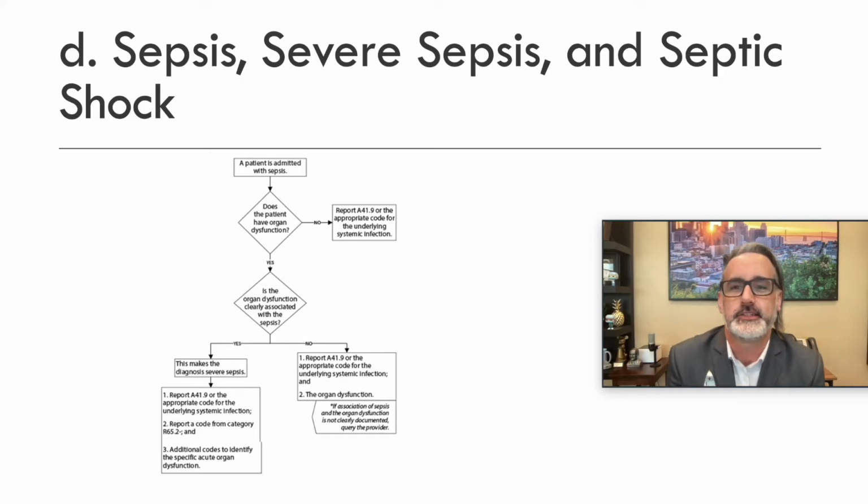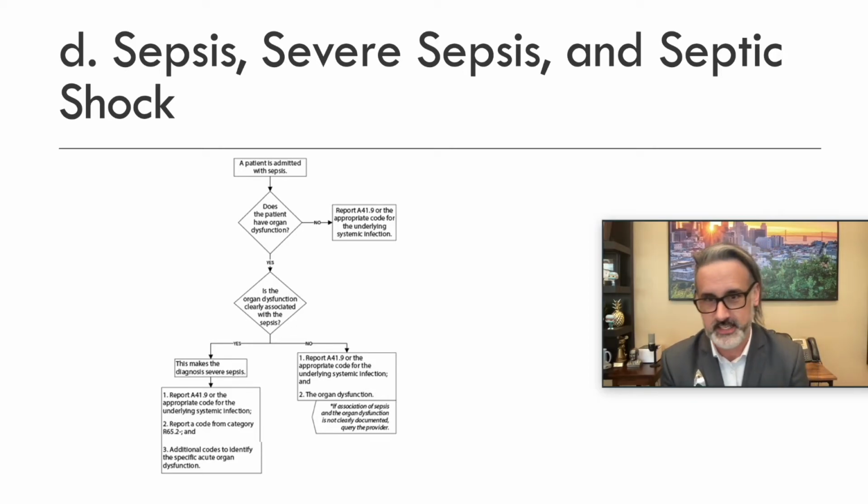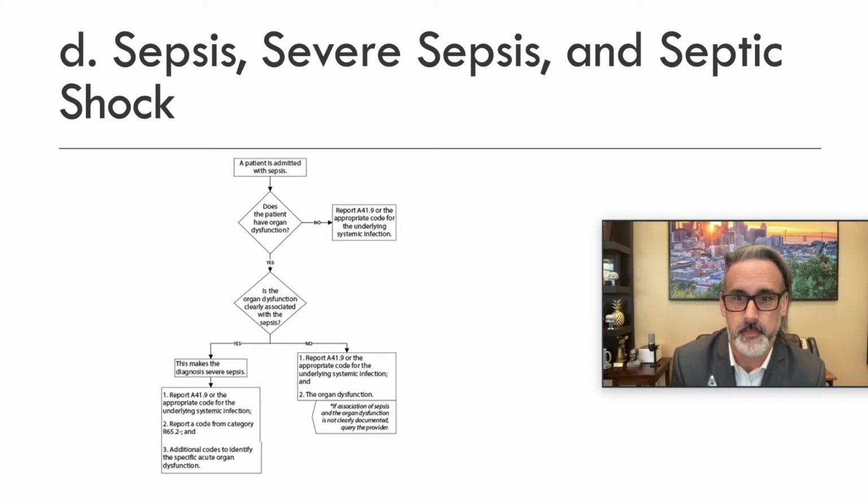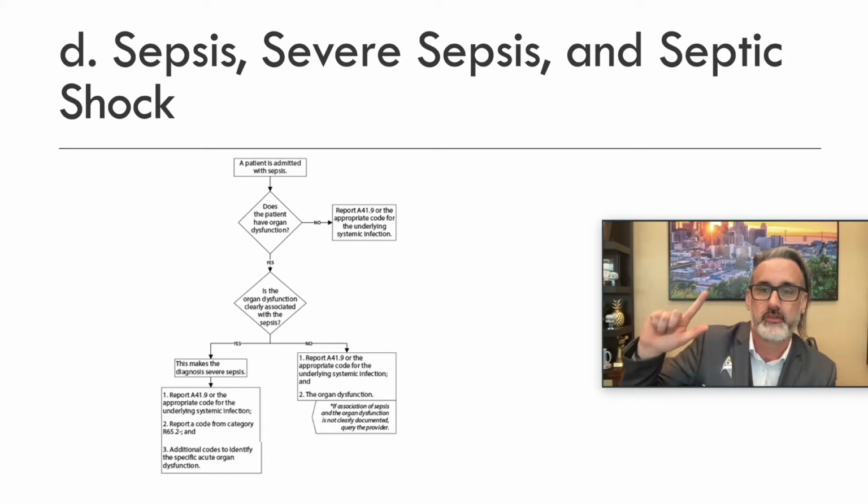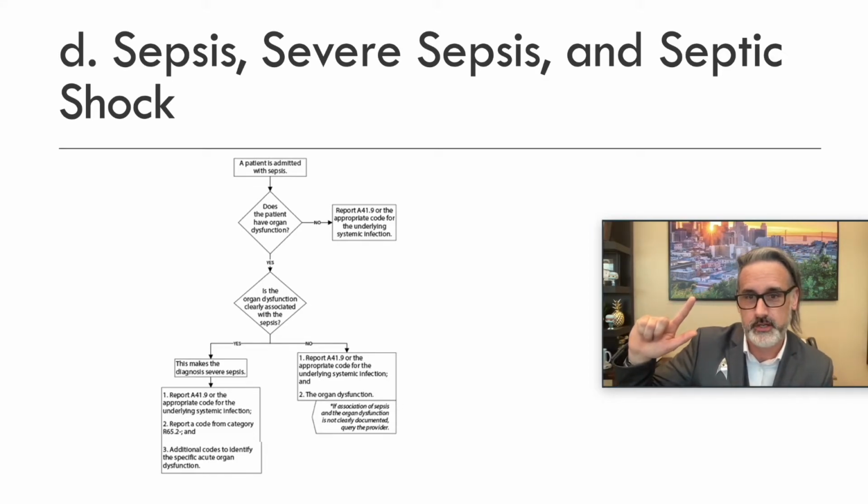Now we have a really cool little guideline chart here to help us out on how we code the sepsis format. Looking at this, first, is the patient admitted with sepsis? Okay, then continue on. Does the patient have organ dysfunction? If not, then report A41.9 or the appropriate code for the underlying systemic infection. If there is organ dysfunction, then is the organ dysfunction clearly associated with the sepsis? If it is, then this makes the diagnosis severe sepsis. We would first report A41.9 or the appropriate code for the underlying systemic infection. Second, we'd report the code in the R65.2 subcategory, so R65.2-. And third, any additional codes to identify the systemic acute organ dysfunction.